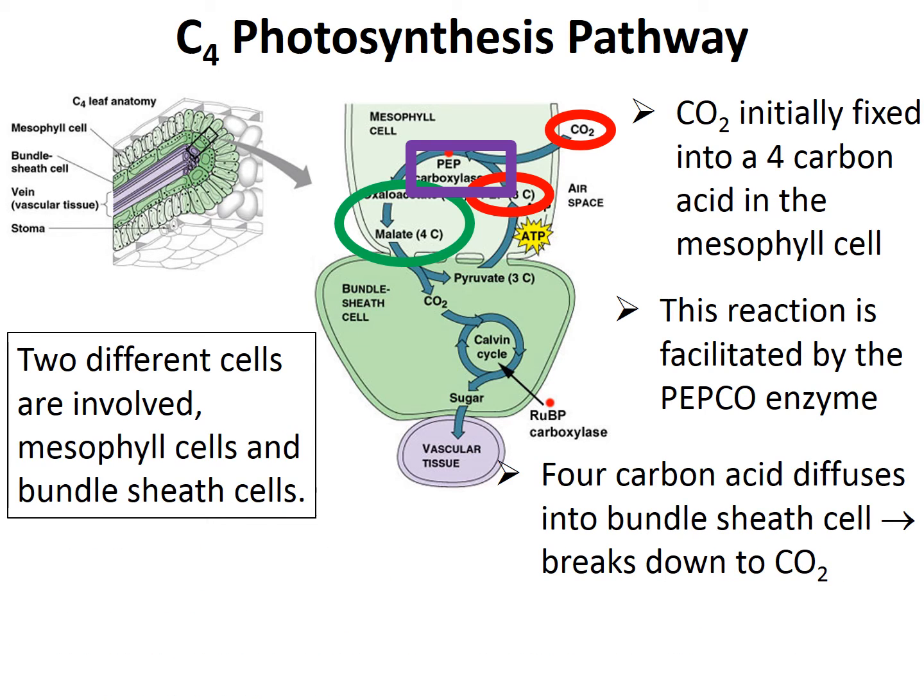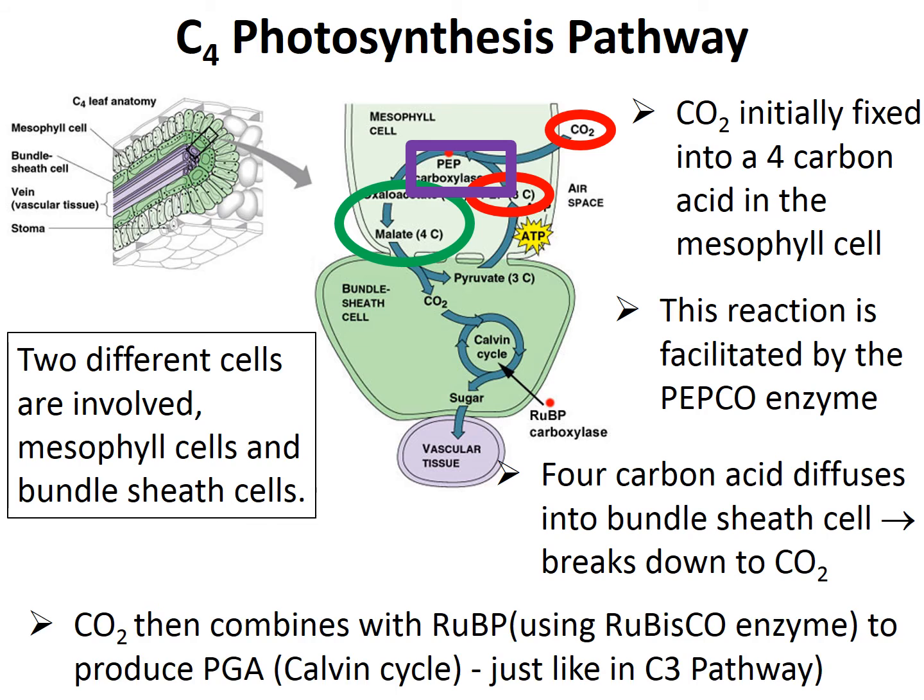Once it's converted into a 4 carbon acid, it is diffused across into a bundle sheath cell, where it then breaks back down into carbon dioxide. And you will notice that it then goes through the Calvin cycle. So it essentially is replicating the C3 pathway here. This initial carbon fixation is a completely additional step in the process.